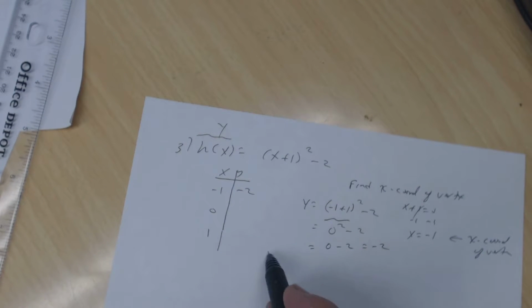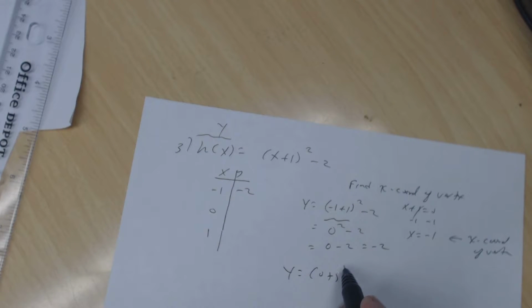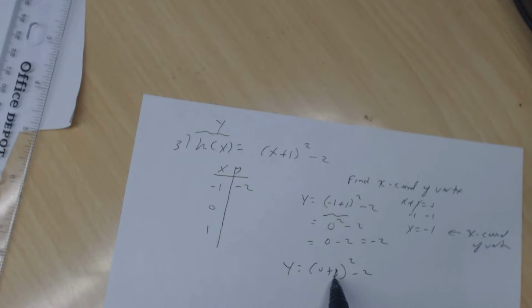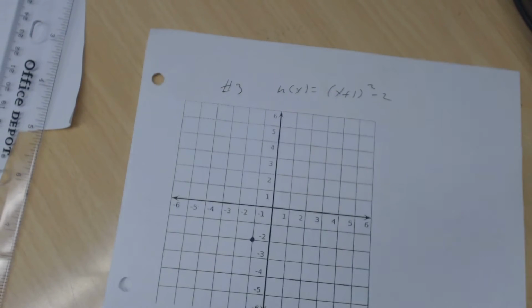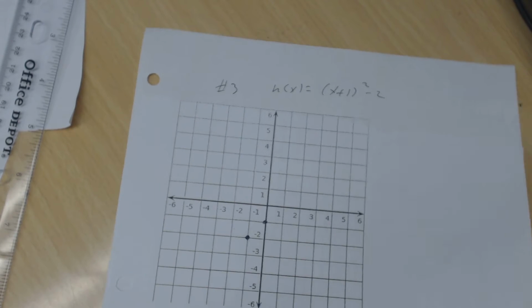So if x is 0, I get y equals 0 plus 1 squared minus 2. 0 plus 1 is 1. 1 squared is 1, and 1 minus 2 is negative 1. So I get the point 0, negative 1, right here. All right, give me one more number for x.